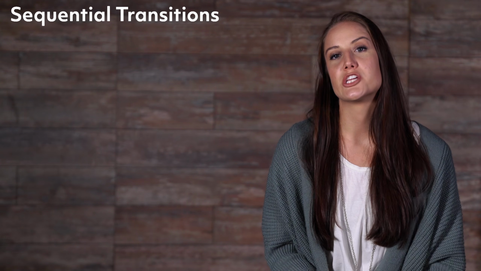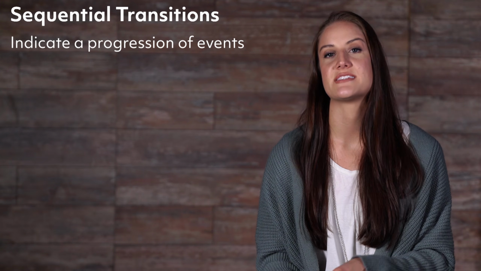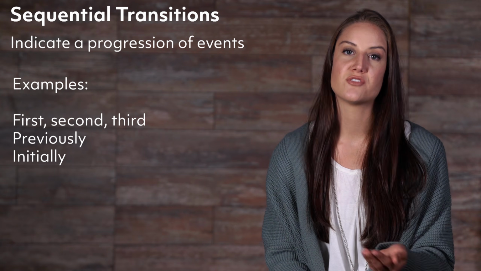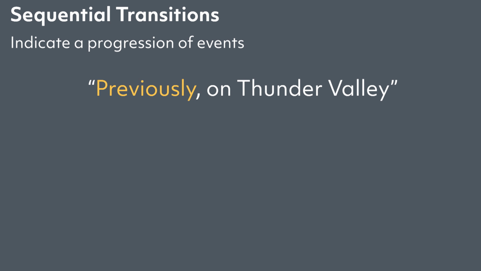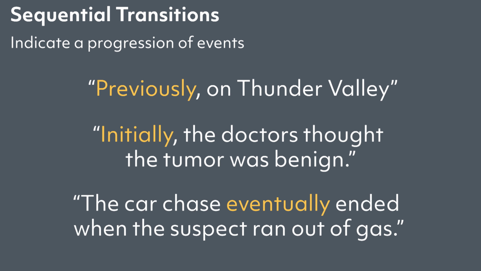Sequential transitions are used to indicate a progression of events. This could be a numerical list such as "first," "second," "third," or "previously," "initially," and so on. For example, previously on Thunder Valley, or initially the doctors thought the tumor was benign. The car chase eventually ended when the suspect ran out of gas. In these, things are happening in a certain order. The beginning of a TV show oftentimes includes a review of the past important events that the viewer should remember so that the current episodes make more sense.